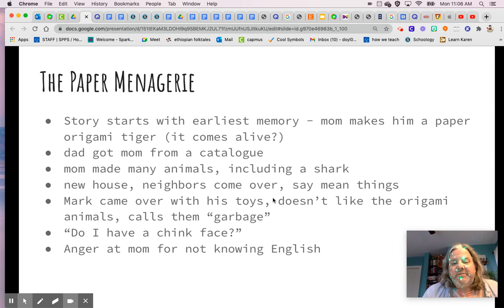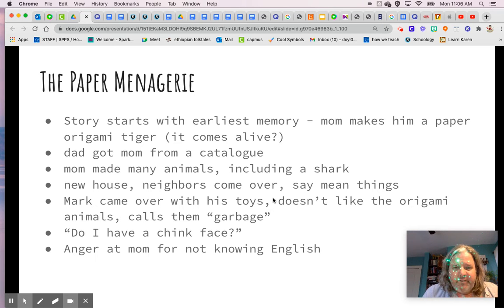When they moved to a new house, some neighbors came over and they were saying really mean things. They didn't know that the narrator, the young boy in the story, understood English, because they knew that the mom didn't understand English. So they were saying mean things about them, but the boy heard it all.